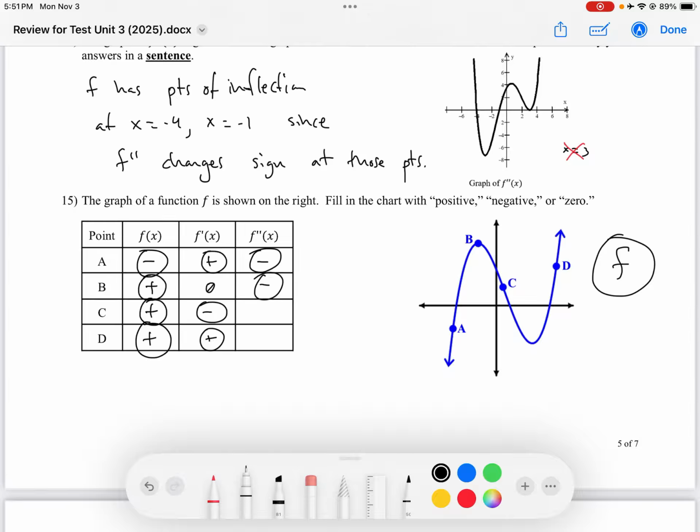Okay, at C, that looks like a point of inflection, so I'm going to say that the second derivative is 0 there. F is changing from concave down to concave up. And D, that point, the original function is concave up, so therefore the second derivative must be positive. Okay.